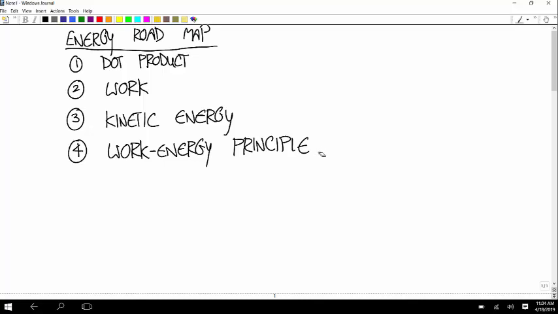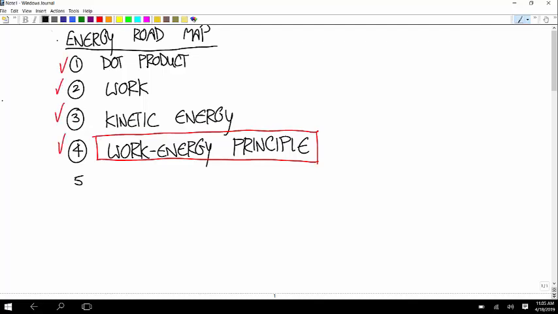The work energy principle is sort of the general one. This is the one that everything else is built off of. And that's where we are so far. We've gone through all these. The work energy principle always works, and we'll see that that's the thing that turns into conservation of mechanical energy under certain conditions.